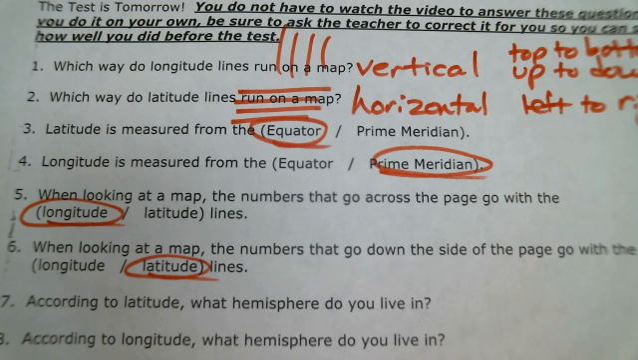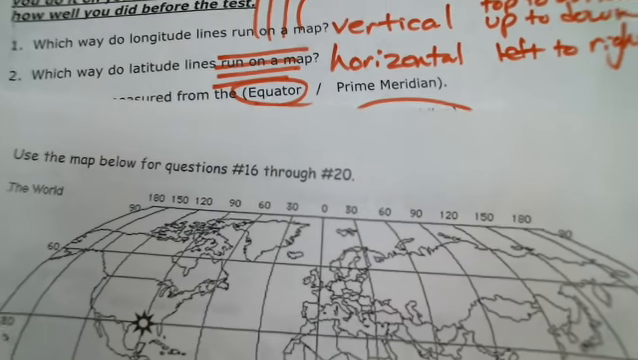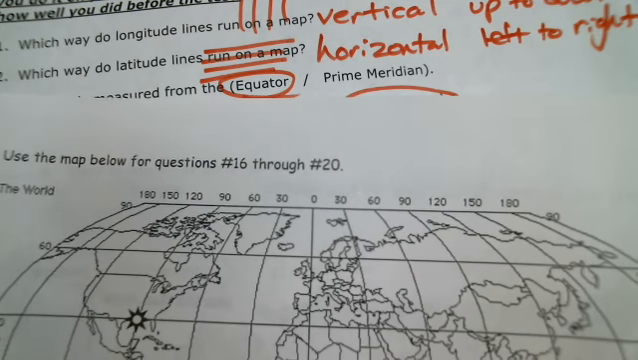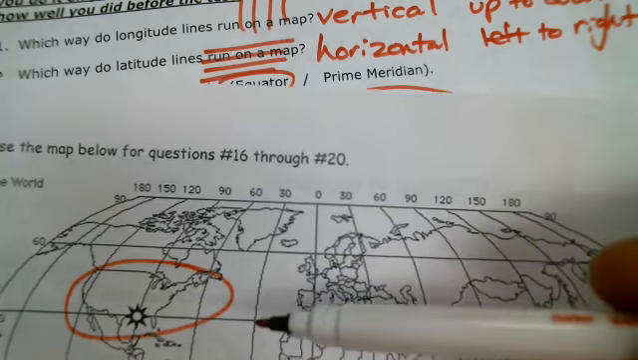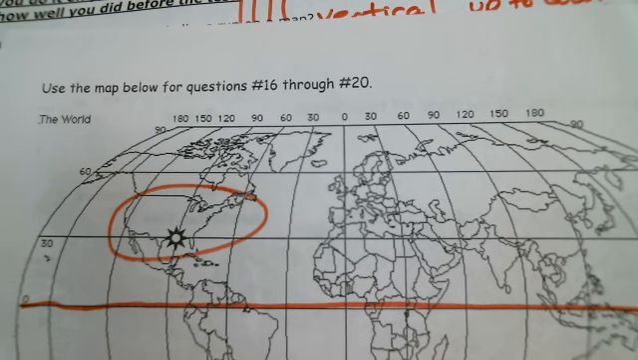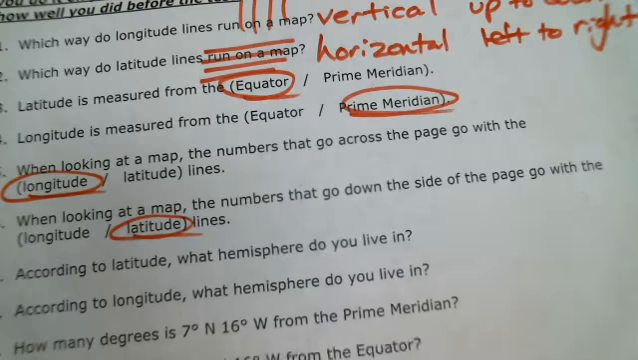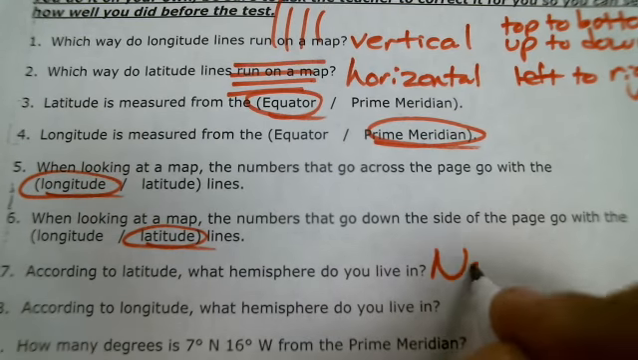Next, number 7, according to latitude, what hemisphere do you live in? Okay, here's the 0 latitude. Here's the United States. So we are north of the equator. We are in the northern hemisphere, according to latitudes. Number 7, northern.